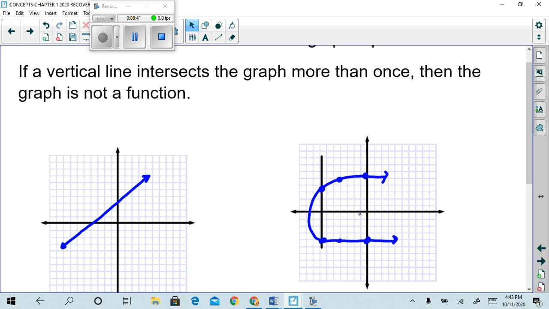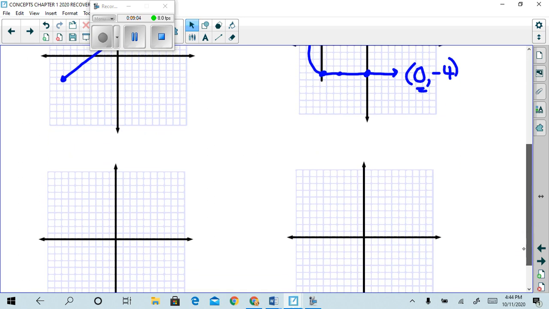Let's just look at the coordinates of these 2 points. This one is 0, 5. And this one is 0, negative 4. Well, the input value is the same, but the outputs are different. It's not a function.